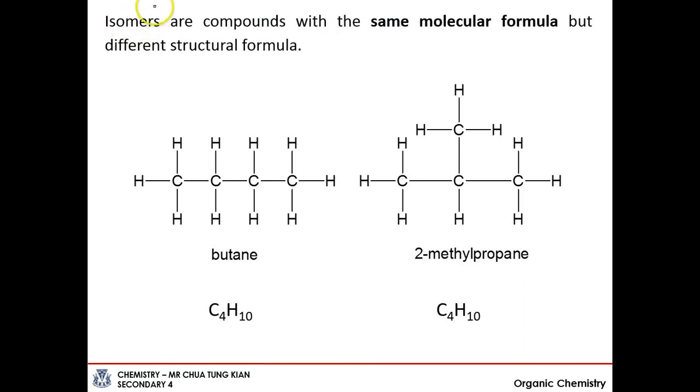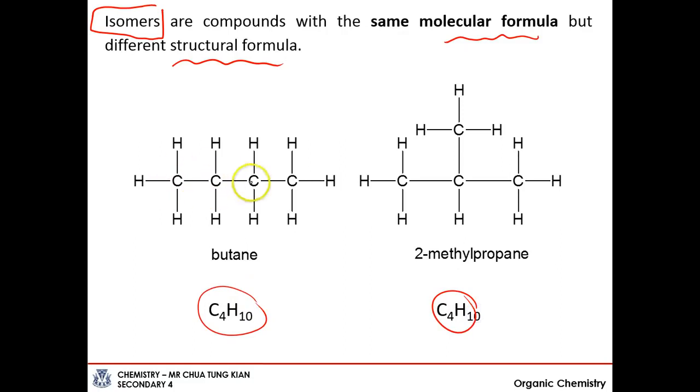Okay, so isomers exhibit isomerism. Isomers are compounds with the same molecular formula but different structural formula. If you take a look at these two compounds here, they are both C4H10. If I count 1, 2, 3, 4, 1, 2, 3, 4, both have 4 carbons. And if I count the number of hydrogens, both have 10 hydrogens. So they are both C4H10. But there are different ways of drawing this. Must I always draw it straight? No. Because carbon has 4 valence electrons.